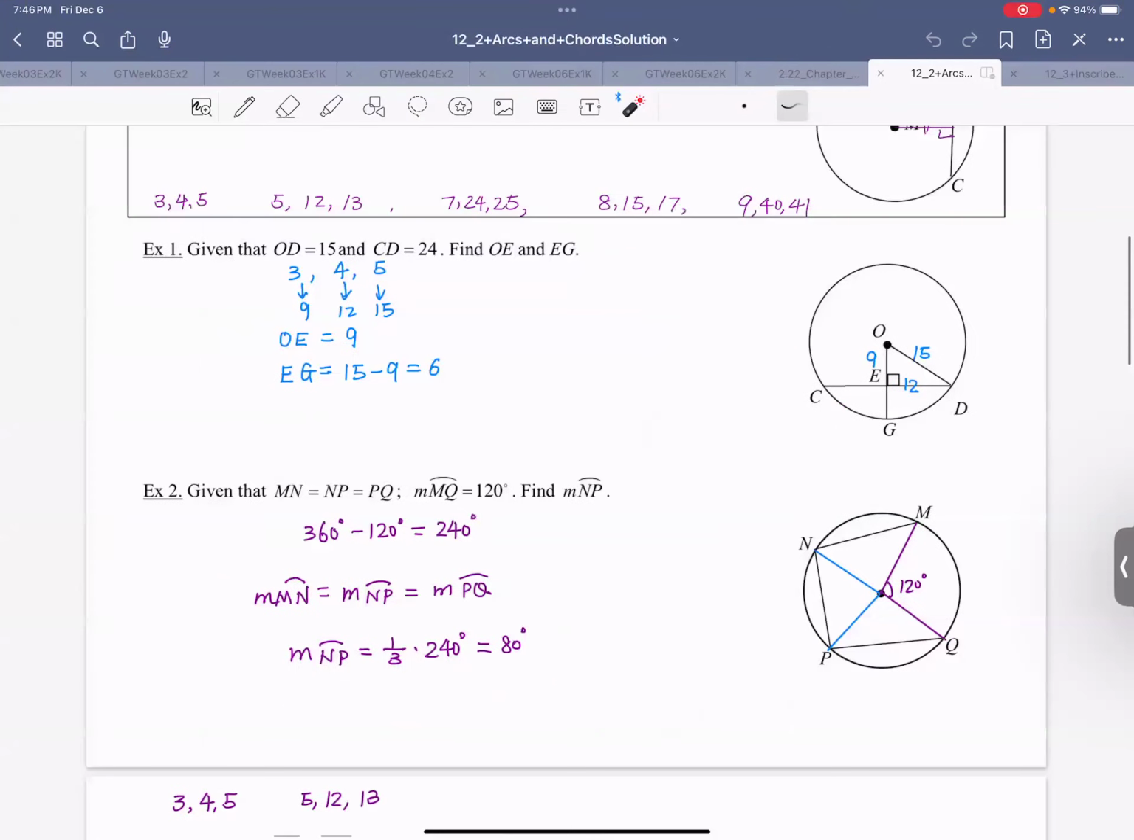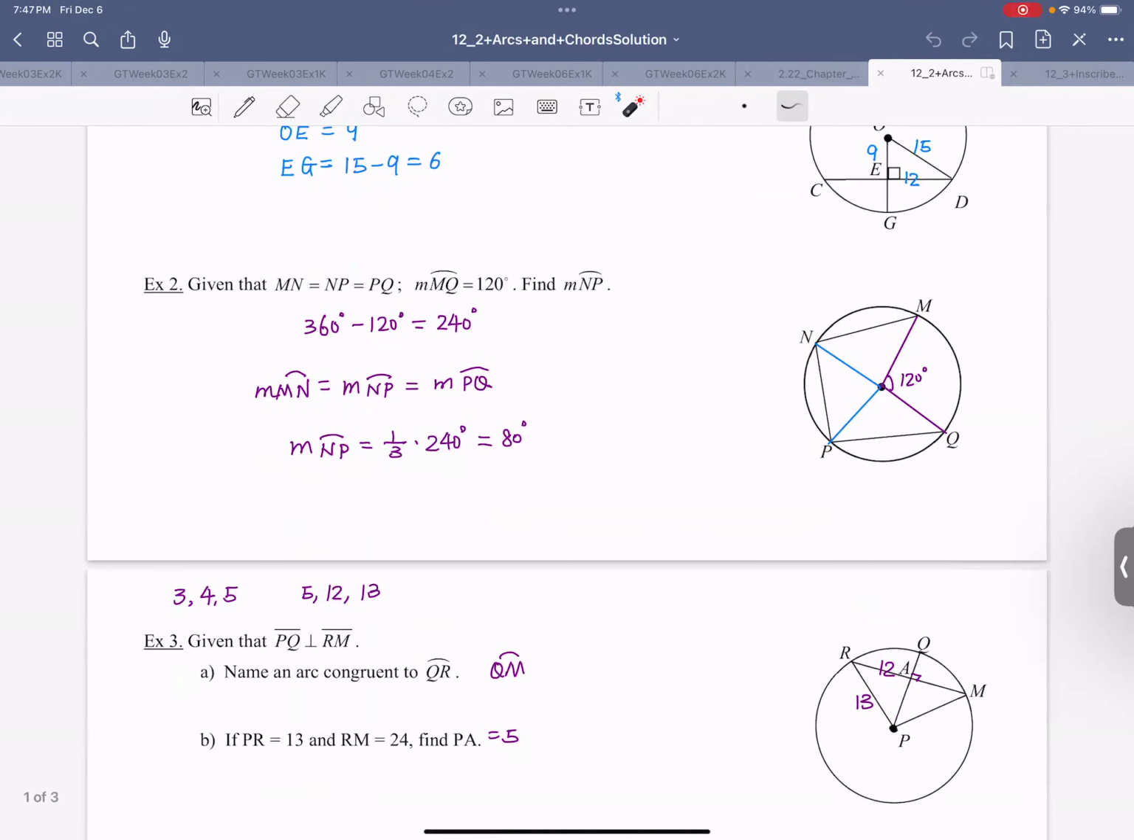This first one here, knowing the radius is 15 and knowing this is 24, half of it will be 12. We know the 3, 4, 5. So this is 5, this is 4, this is 3. 5 times 3 gives you 15, so 3 times 3 gives you 9. If they ask us here, just use 15 minus 9. So this will be 6. Okay, so that's an easy question.